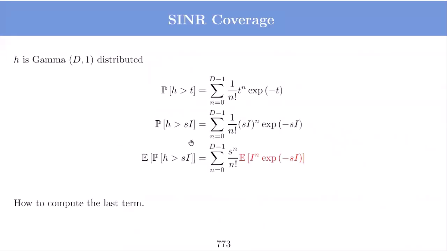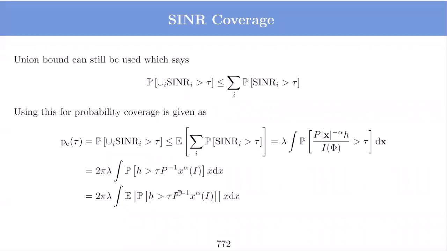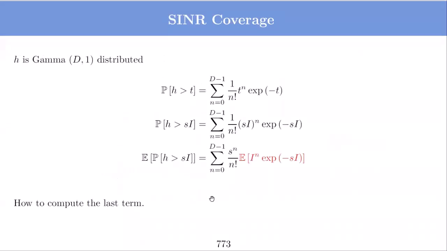Now there is a problem: earlier, the fading h we had taken as exponential. So this just gives a nice exponential of minus tau P to the minus alpha x to the alpha. But here it is a gamma distribution. So for a gamma distribution with integer-valued parameter d, the probability that h is more than tau is given by the summation from n equal to 0 to d minus 1 of t to the n upon n factorial, times e to the minus t.